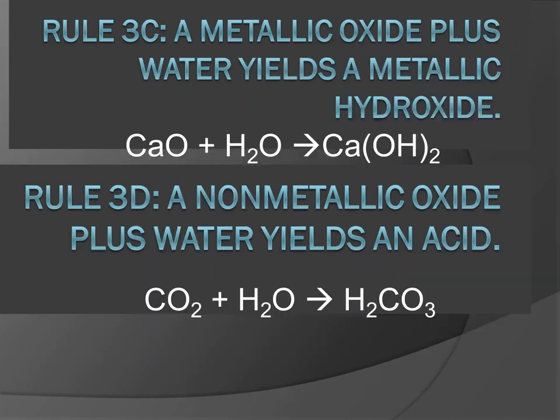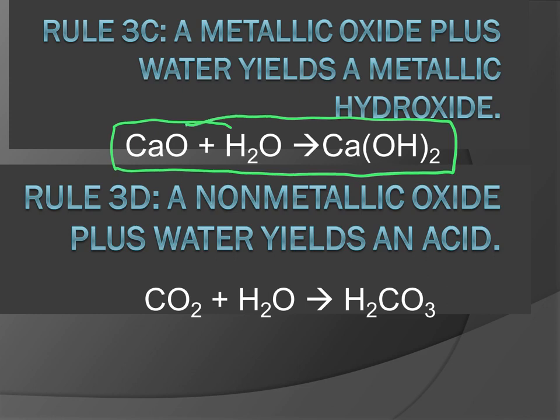So this one is new. This is not in decomposition reactions, so it's not reversed. But this one right here always gets kids. Metallic oxide and water will make a base. So if you take a metal oxide and you mix it with water, it actually produces calcium hydroxide. Metallic oxides and water make metallic hydroxides.